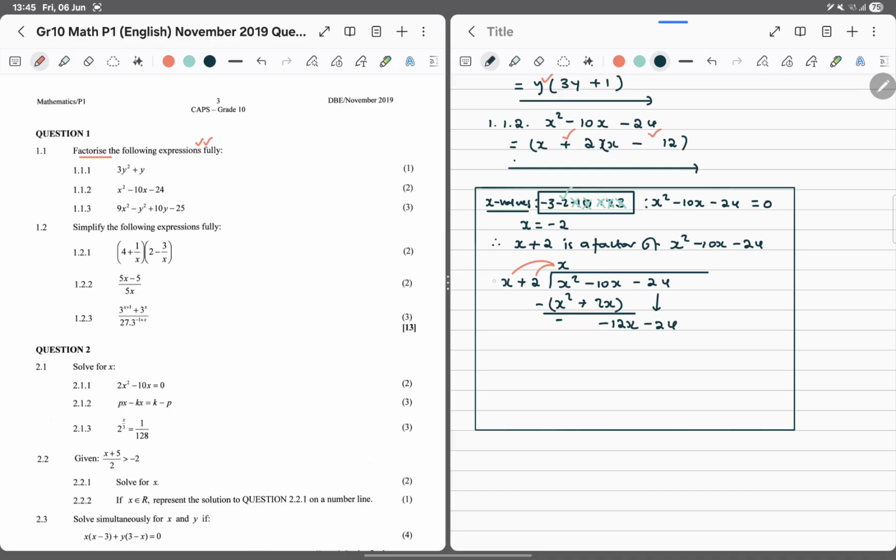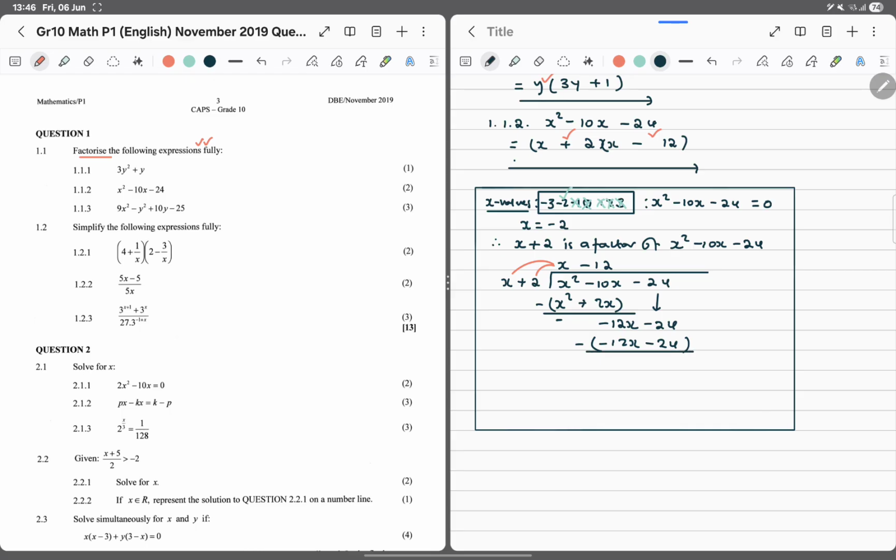Then we ask again, how many times does x go into minus 12x? It goes minus 12 times. We do the same. Distribute minus 12 to x, we get minus 12x. Minus 12 times plus 2, we get minus 24. Again, remember there's that negative hovering around.